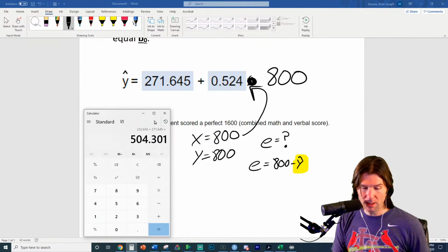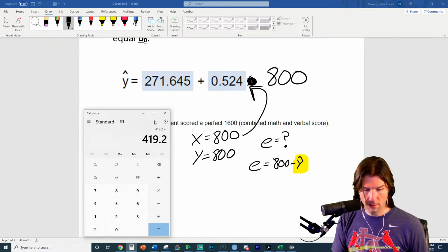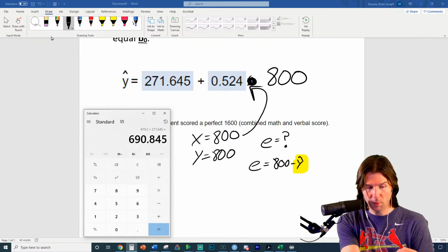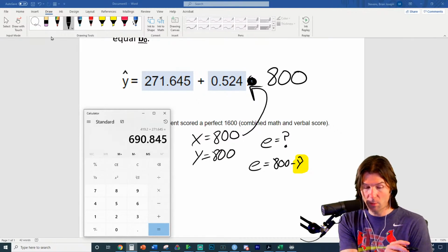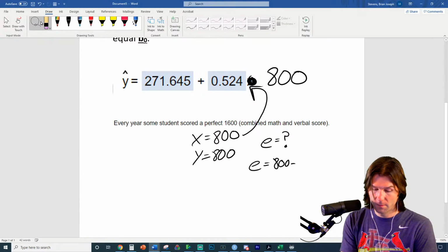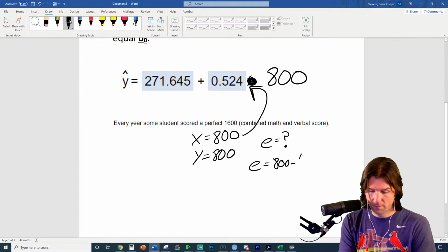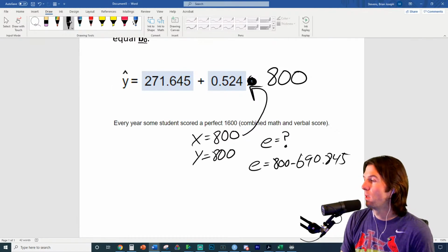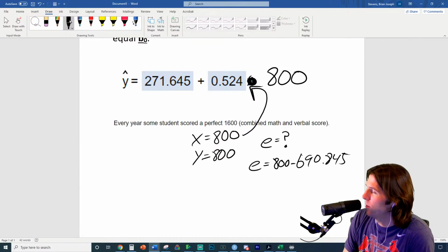So what would we predict their math score to be? And then we add the intercept to it. And that's their predicted math score. So we know now that this person had a predicted math score of 690.845. And we can solve the residual. It should be 109.155.